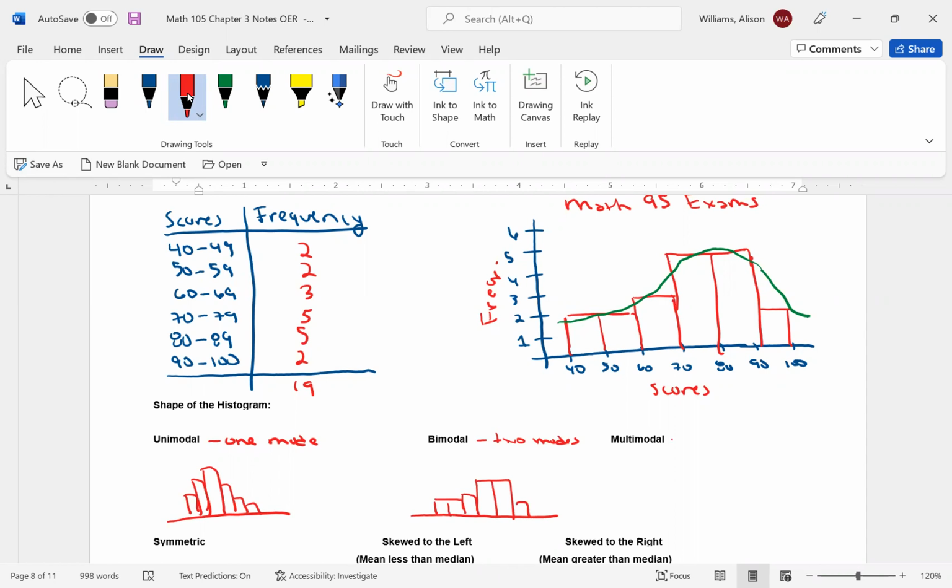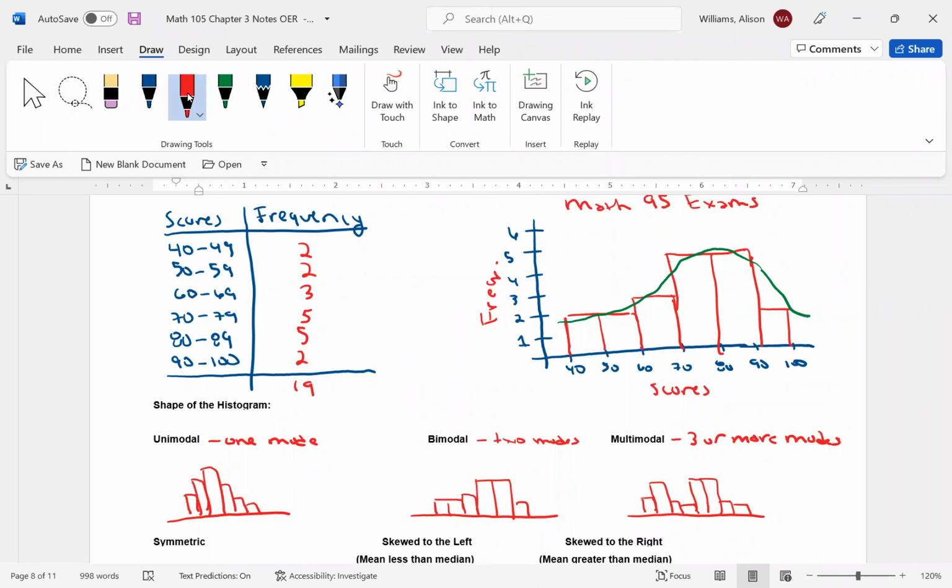So that would be an example where we have two modes. Multimodal, obviously many modes, 3 or more modes. And that means we have a tie in multiple categories. So here, let's say it looks like this. Something like that. The idea being that there's 3 big categories. So histograms allow us to identify the mode and to know whether or not we have one or more modes.